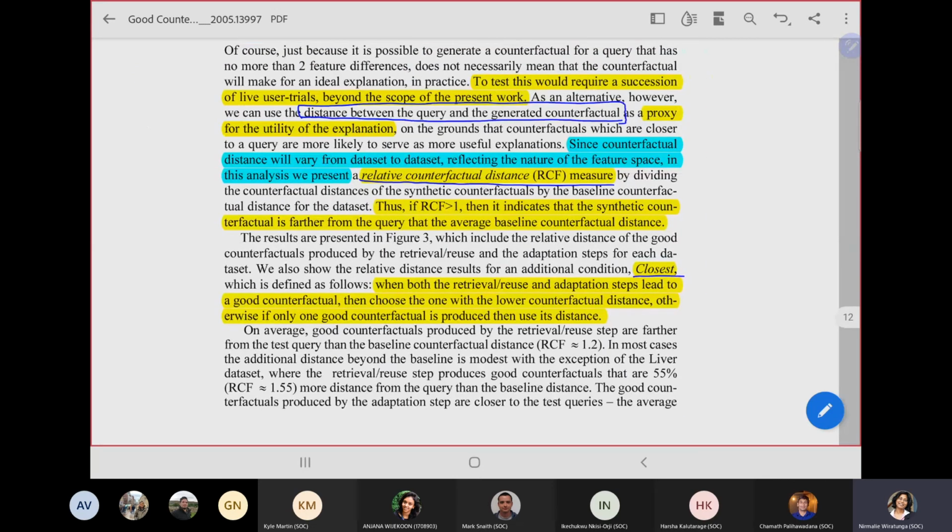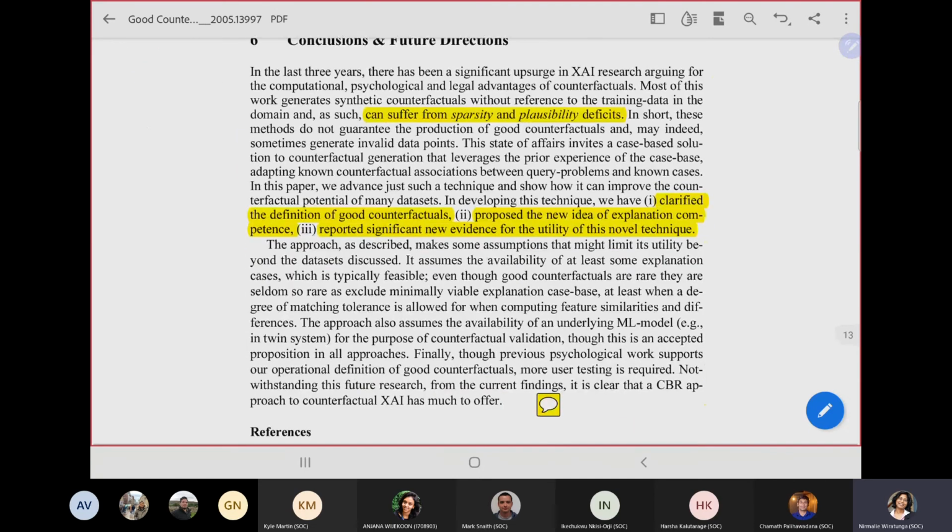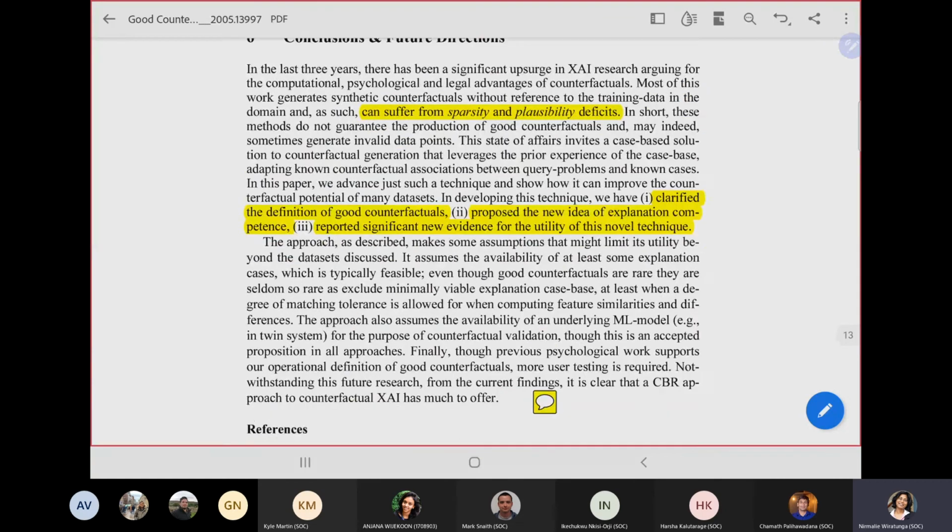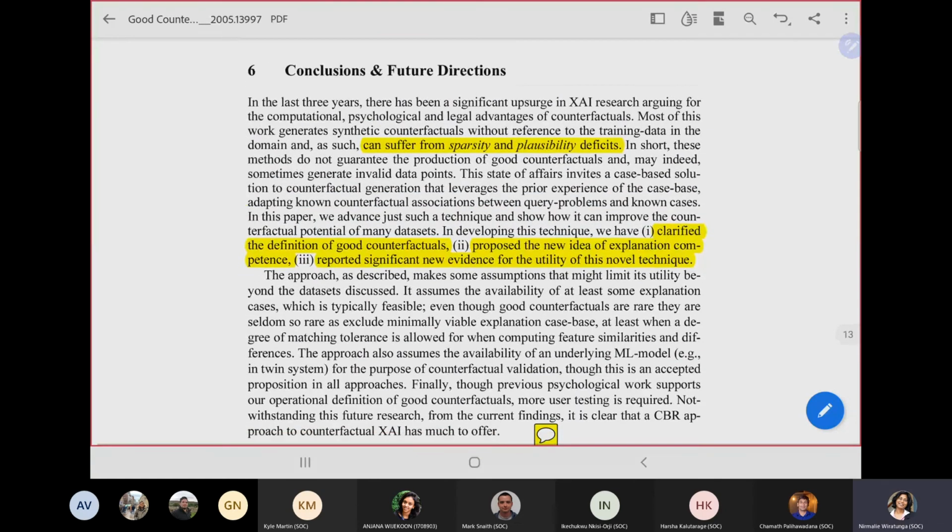So I will just go to the conclusion so we have some time to discuss. I think one of the key issues was we need a way to generate counterfactuals. Current methods have the problems of sparsity and plausibility. Therefore, we will look at a case-based approach. And I must say, I really liked the idea of how they do retrieve, reuse, and adaptation to create these counterfactuals. And they say they have clarified the definition of good counterfactuals.